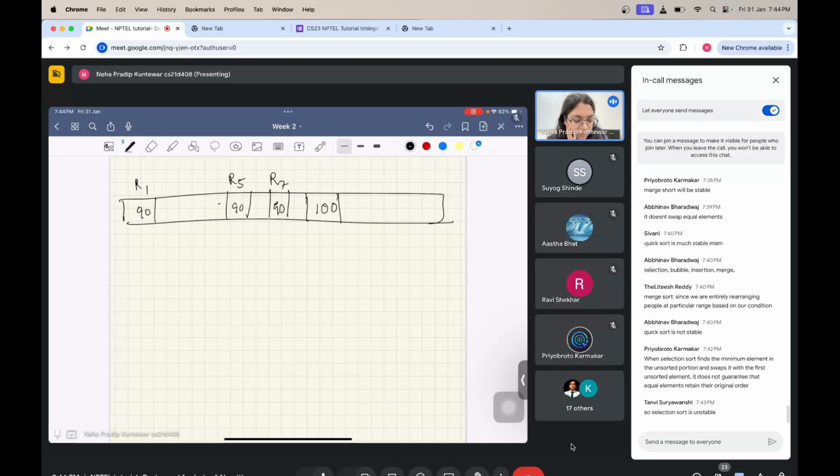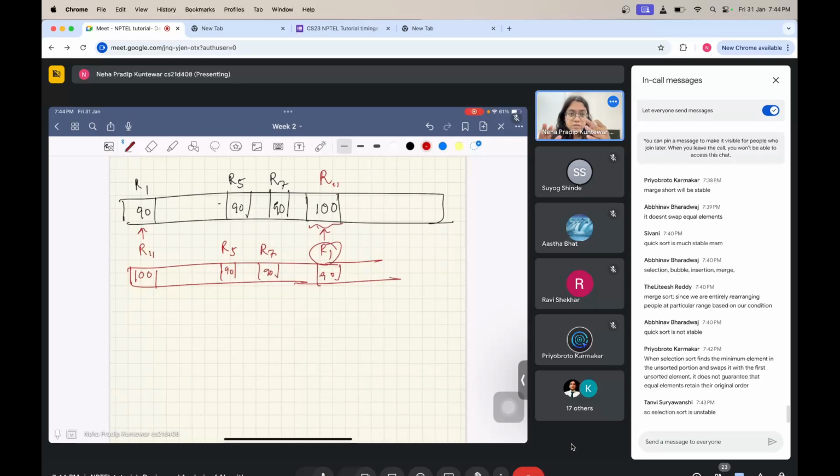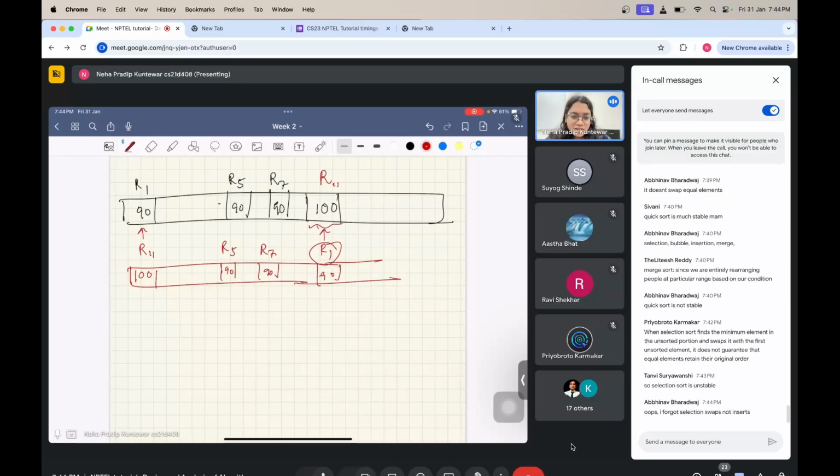So what my algorithm will do is find this person, say R11, who has maximum marks, and swap it with the first element. So then you have 100 here for R11, and this is still R5 90, R7 90, but R1 who has 90 is now here, and so it has disturbed the ordering that you wanted to maintain. People with the same marks should have been in the order of their roll numbers.